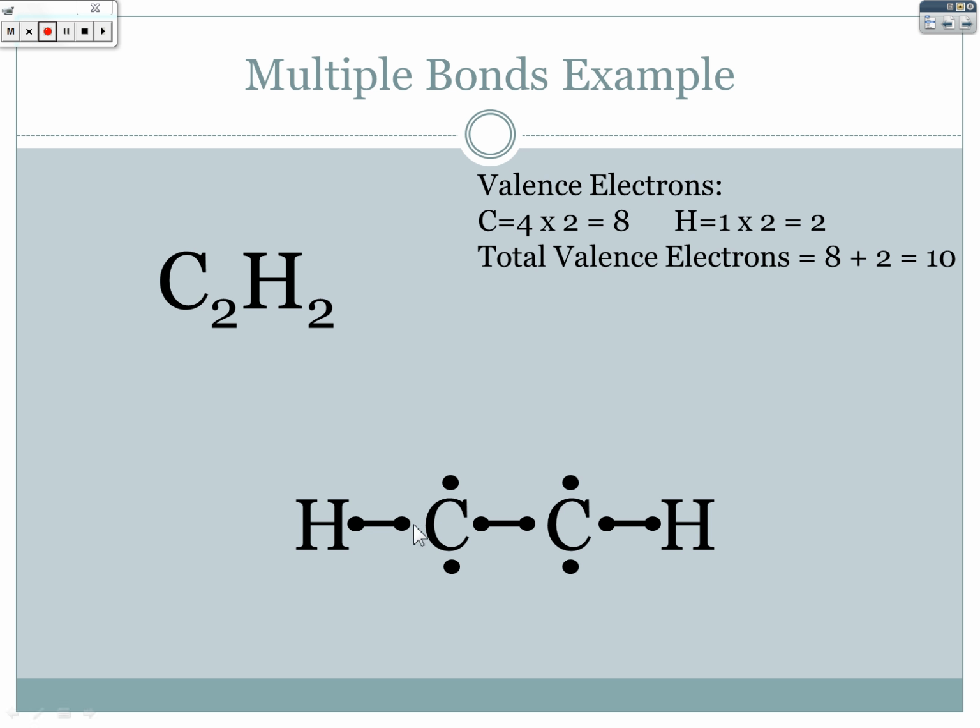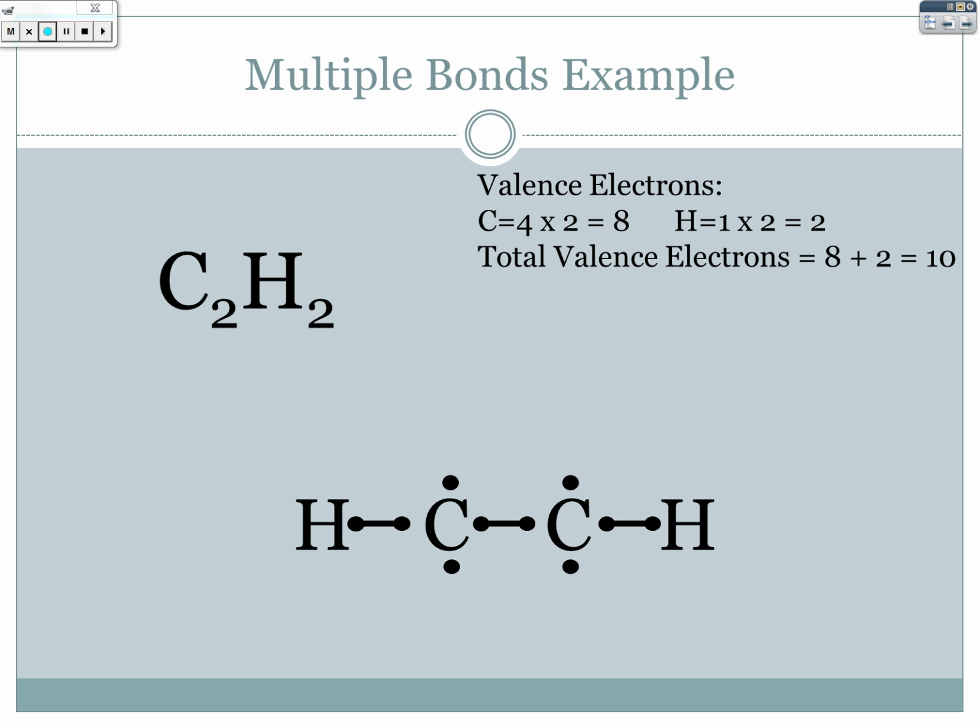So we've made single bonds. This octet is already satisfied. So now we have to take care of these extra valence electrons, because right now this carbon has 2, 4, 5, 6, and this carbon has 2, 4, 5, 6 electrons. It does not have 8 electrons in its valence shell.